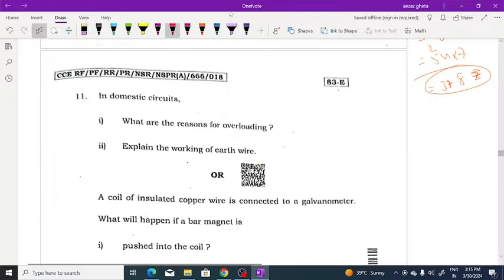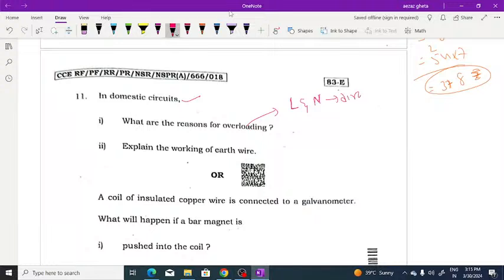This is a simple question. In a domestic circuit, what are the reasons for overloading? Two reasons you can write. When live wire and neutral wire come in direct contact with each other.